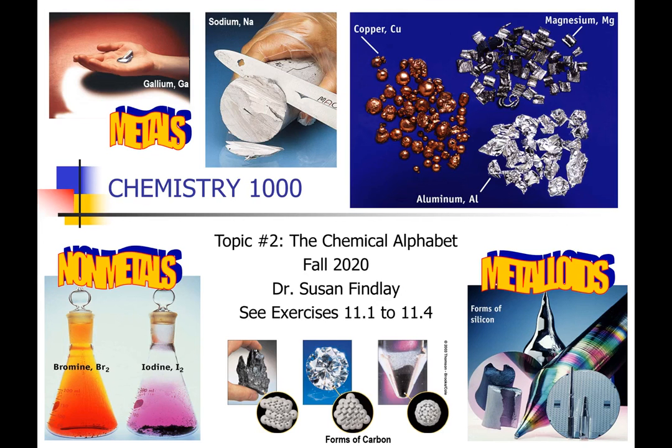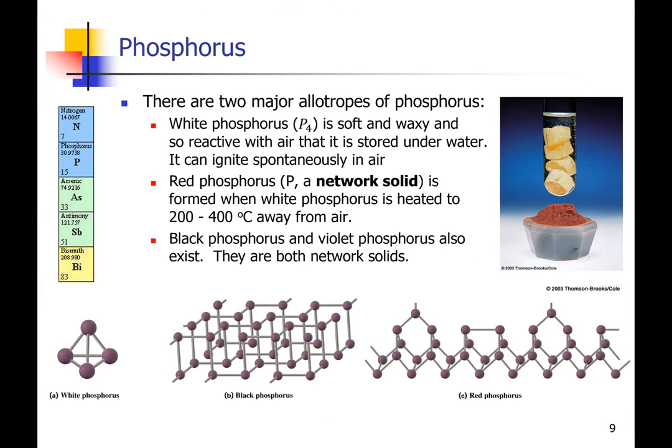In this video, I'm going to talk about the allotropes of phosphorus. Phosphorus exists as a wide variety of different allotropes. Probably the most familiar to you is going to be red phosphorus. Red phosphorus is the red stuff on the tip of a match.